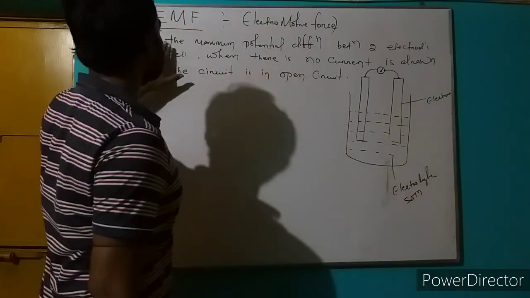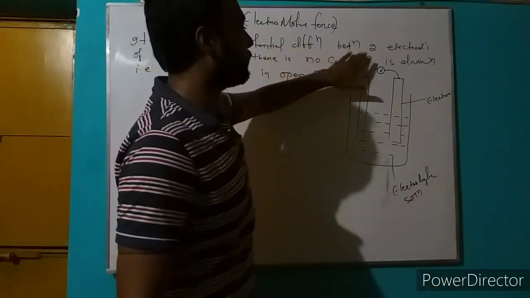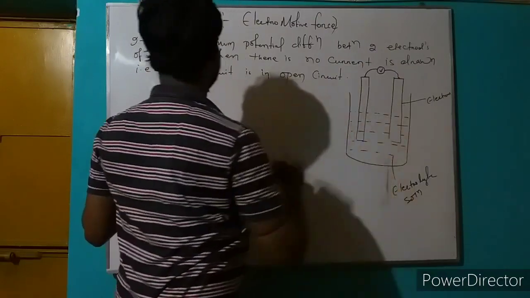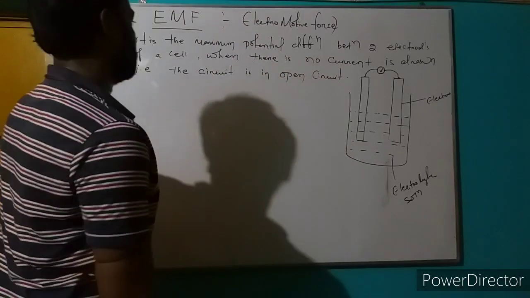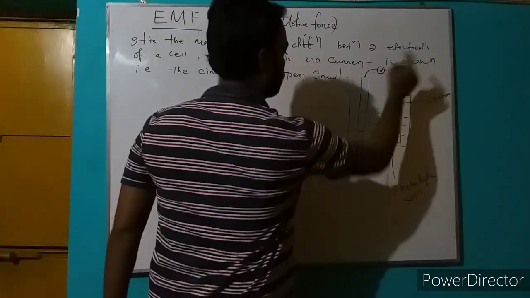So EMF means it is the maximum potential difference between two electrodes of a cell. This is the cell. When there is no current drawn.